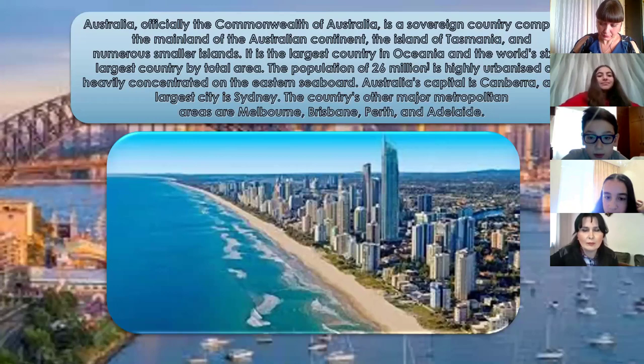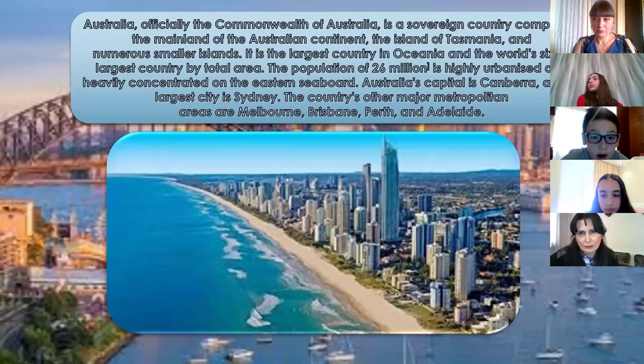The population of 26 million is highly urban and heavily concentrated on the eastern seaboard of Australia. Australia's capital is Canberra, and its largest city is Sydney. The country's other major metropolitan areas are Melbourne, Brisbane, Perth, and Adelaide.